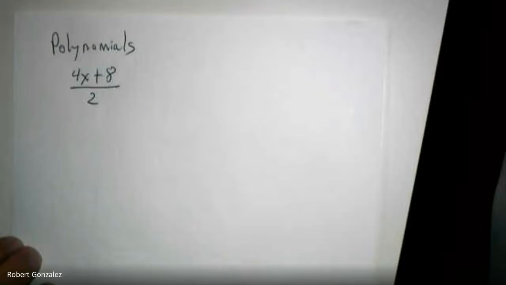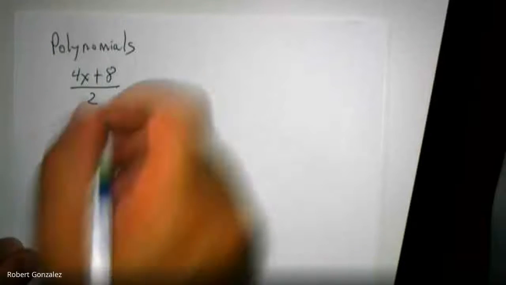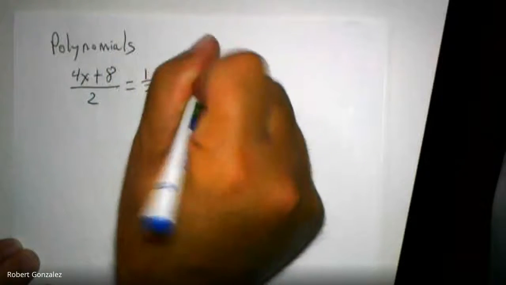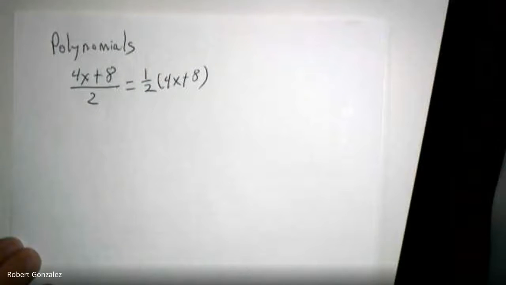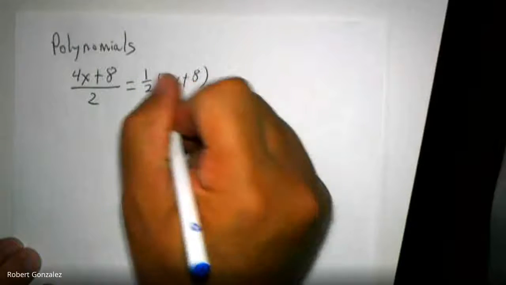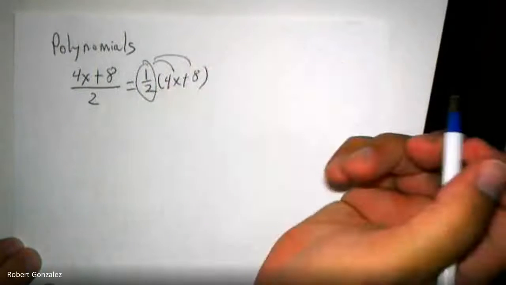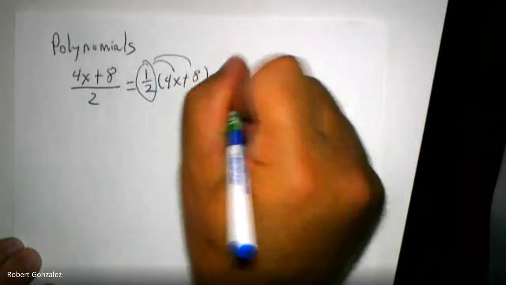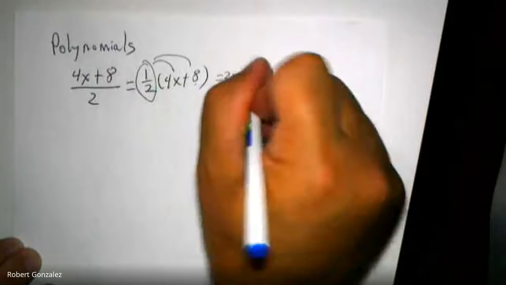Let's look at something really quickly, because I want you to understand what it means to have a fraction like this. Okay? This says 4x plus 8 divided by 2. Would you say that that means the same thing as half of 4x plus 8? I mean, of course, dividing by 2 means multiplying by a half. And when we have a half out in front of the parentheses like this, we're going to distribute. We use the distributive property, and you say half of 4x is 2x, and half of 8 is 4.